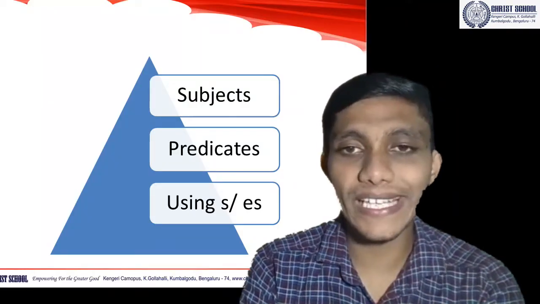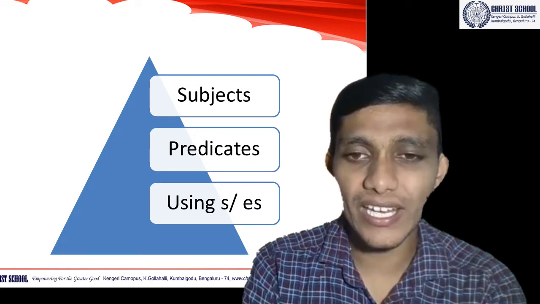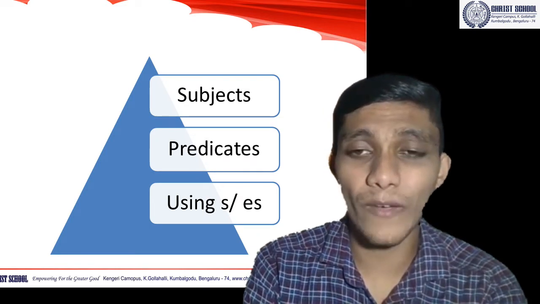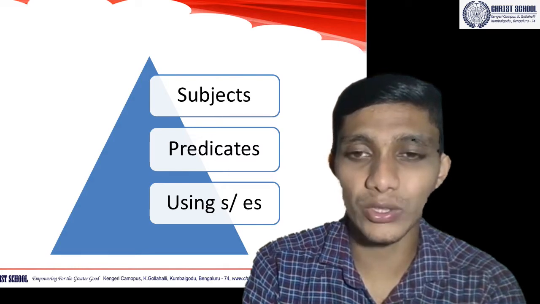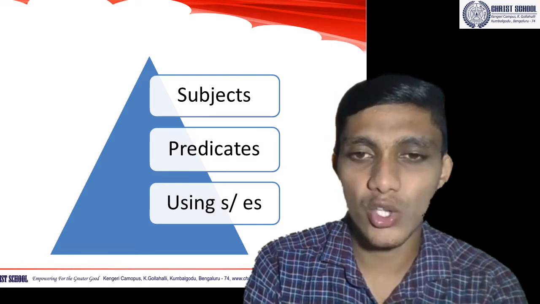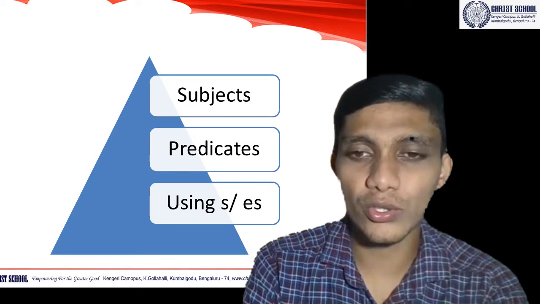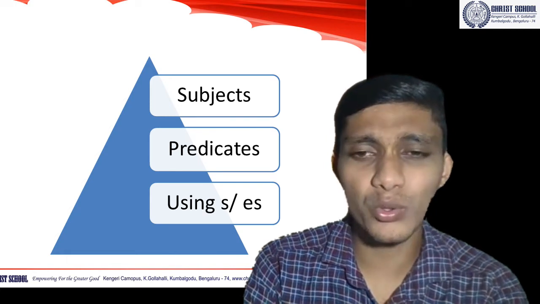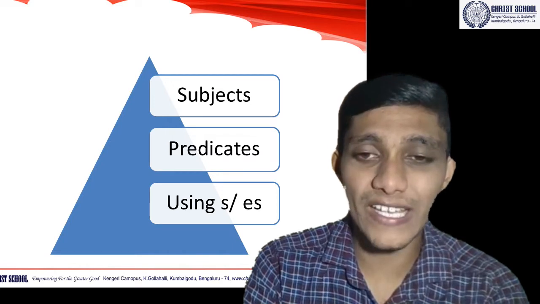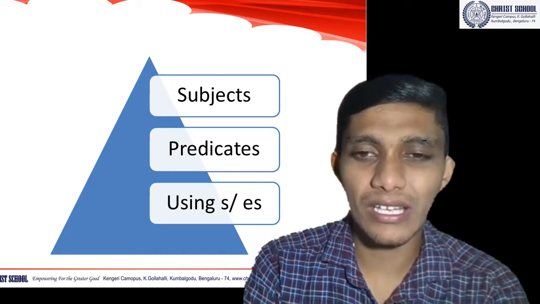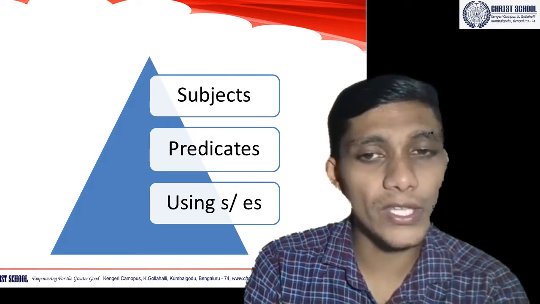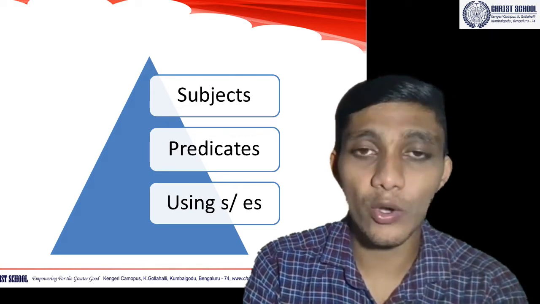Now, dear students, we were dealing with subjects and predicates, and we were also dealing with where to use s or es, or where to avoid s or es. So we learned all these parts of subjects. We know what predicates are. We also know how to use s or es. We have to use s or es when the naming word is mentioned as one. When the naming word is mentioned as many, we don't use s or es. So I hope you understood, and I feel that this lesson was useful and informative.